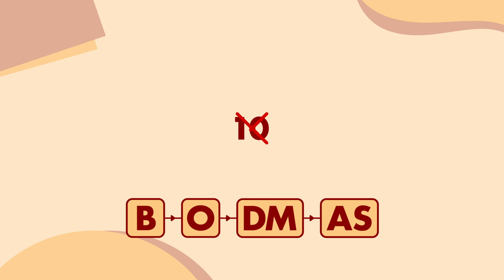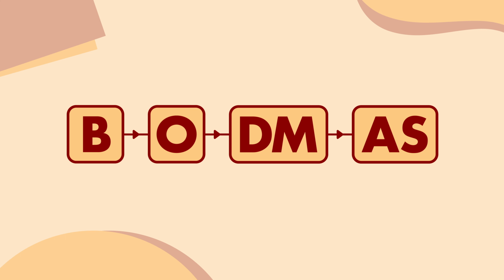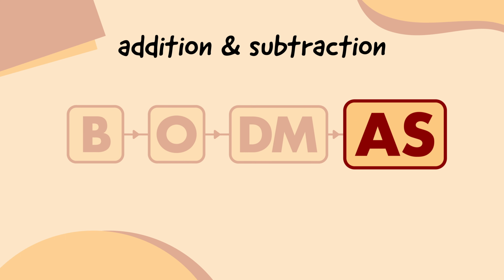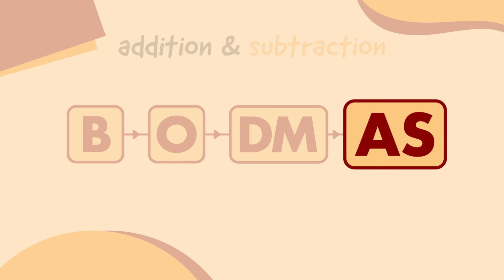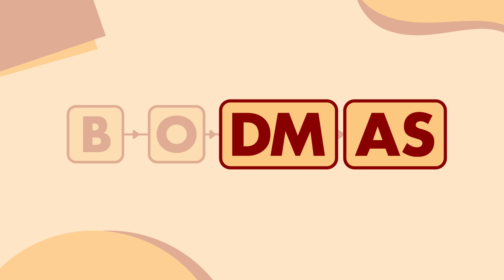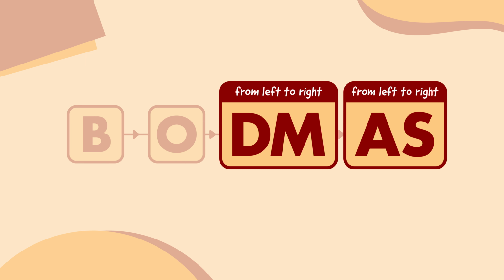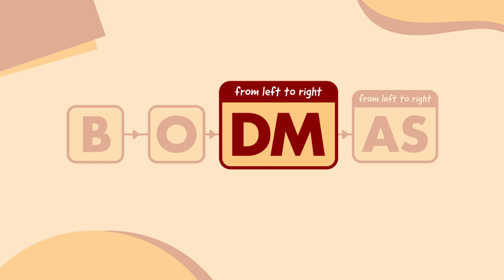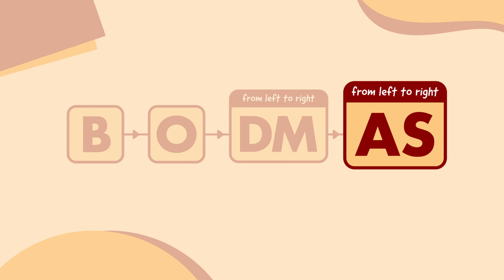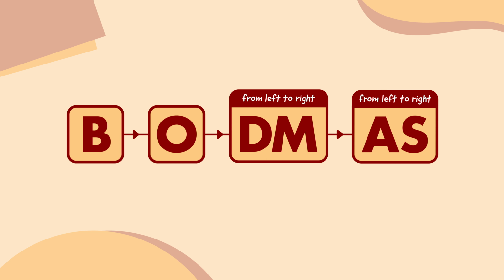Will, I'm afraid the answer isn't 10. Hang on though, I used the AS from BODMAS. I did A, addition, and then S, subtraction. Yeah, but it's really important to remember that DM and AS are both done from left to right. That's why in BODMAS, division and multiplication are paired up into DM and addition and subtraction are paired up into AS. Right, I see now.